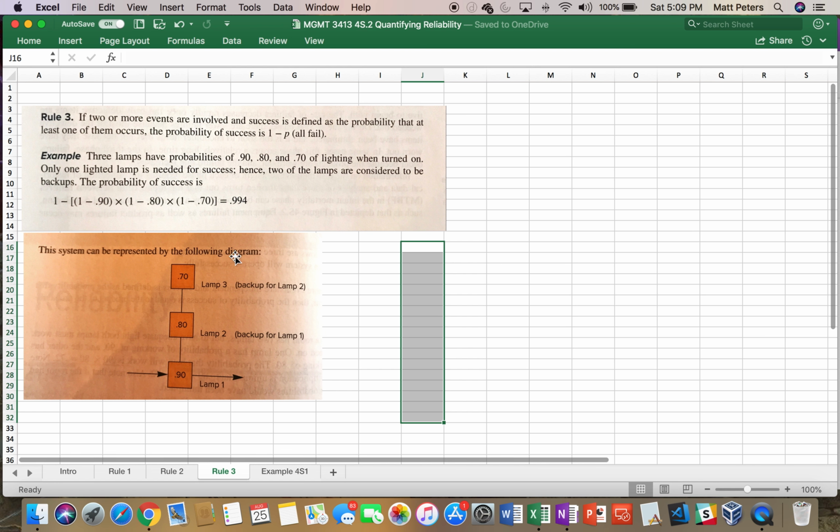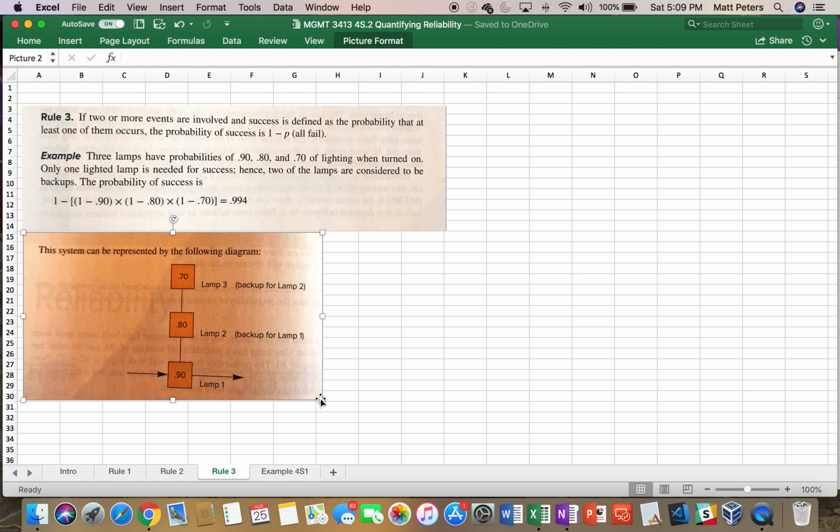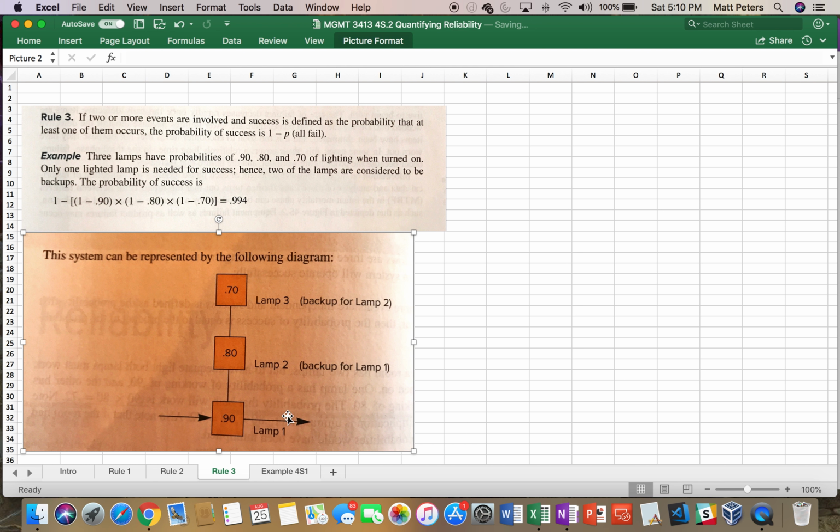Okay, rule 3. If two or more events are involved and success is defined as the probability that at least one of them will occur, the probability of success is 1 minus the probability of all failing. Okay, so in this system here, let me make this a little bit bigger. In this system, you have lamp 1, which is a 90% chance of working, lamp 2 is an 80% chance of working, and lamp 3 has a 70% chance of working. So lamp 1 is going to try to come on. If it doesn't, lamp 2 will try. If both of these fail, then lamp 3 will try.